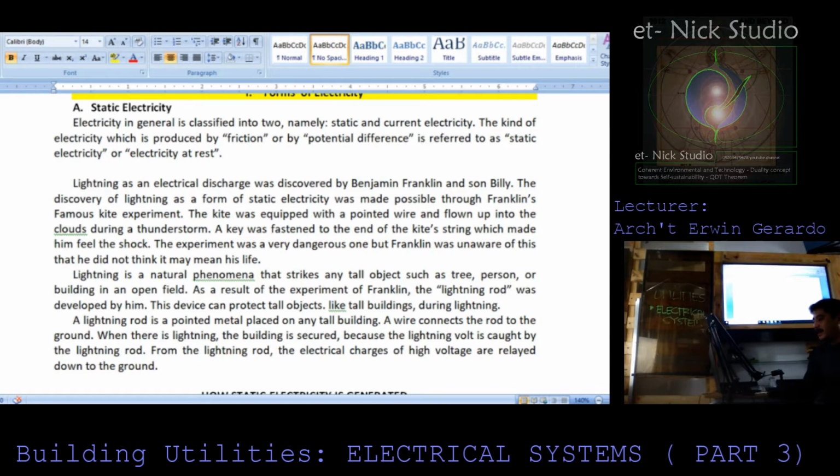A lightning rod is a pointed metal placed on any tall building. A wire connects the rod to the ground. When there is lightning, the building is secured because the lightning bolt is caught by the lightning rod. From the lightning rod, the electrical charges of high voltage are relayed down to the ground.